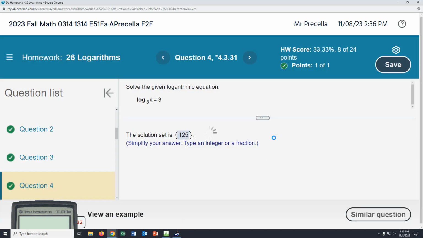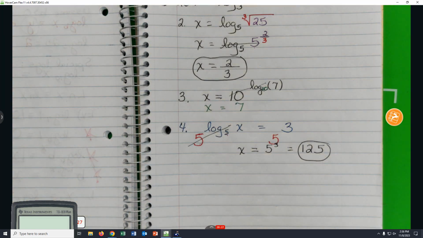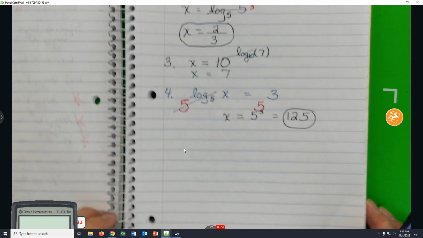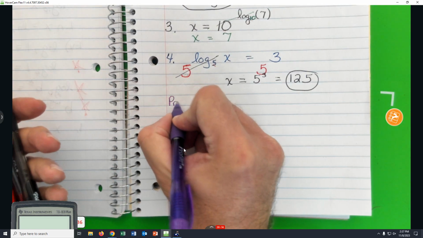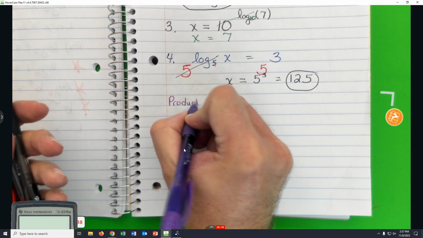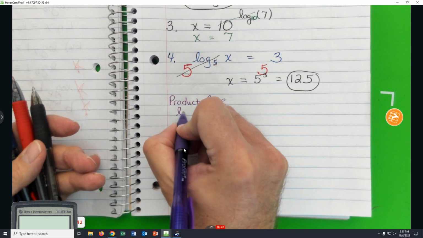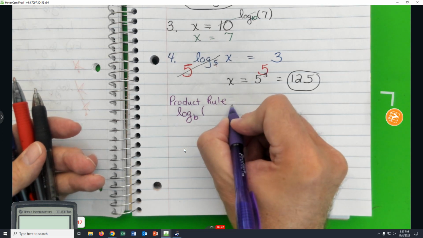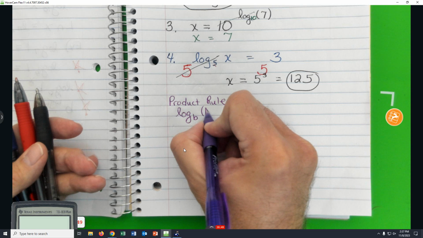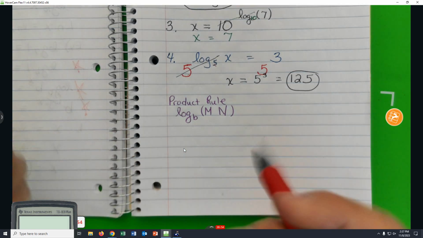Okay, don't panic yet. There are 3 rules of logarithms that are so important they have names, and I'm going to state those rules. The first one is the product rule. Log of a product means what? Add, subtract, multiply, or divide? Multiply. Right. So m times n.